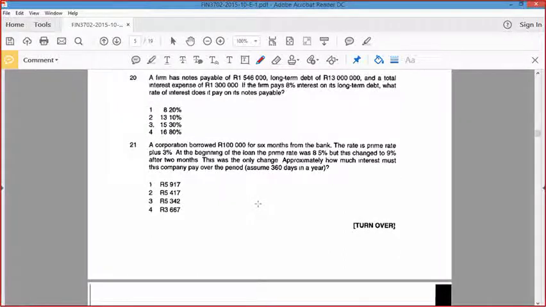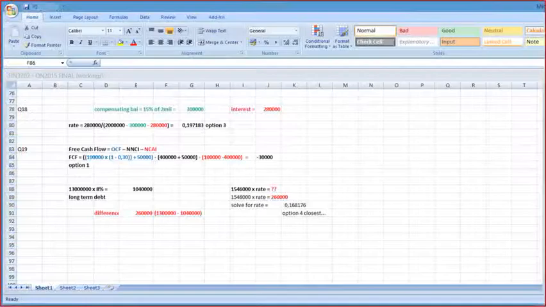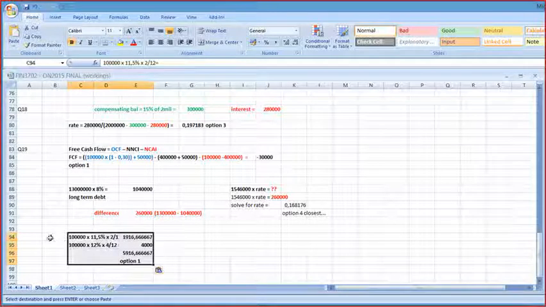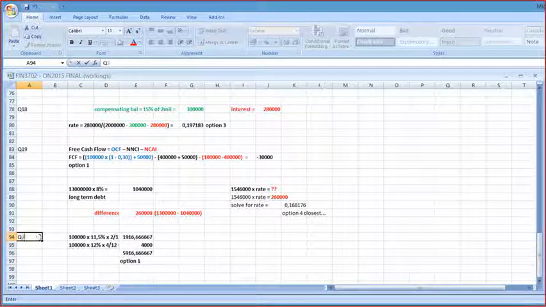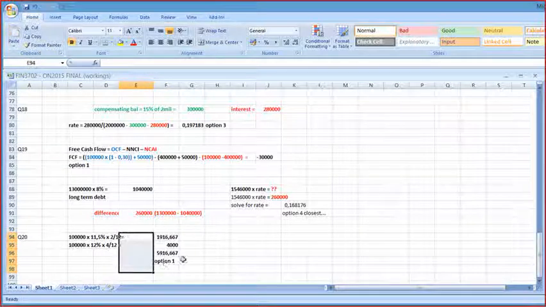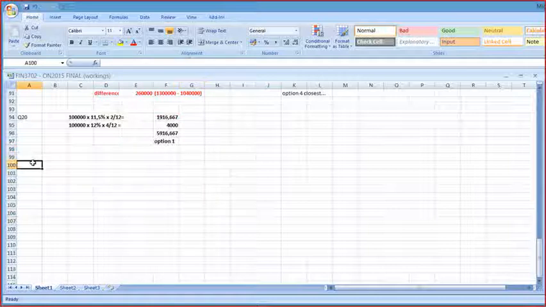Question 21 we need to look at. Okay, 21 is a very straightforward question. It's literally principal times rate times time. Nothing challenging about this. Okay, so I'm going to put up the answer. Principal times rate times time. Add the two amounts together, gives you your total interest. Okay, that was very straightforward.